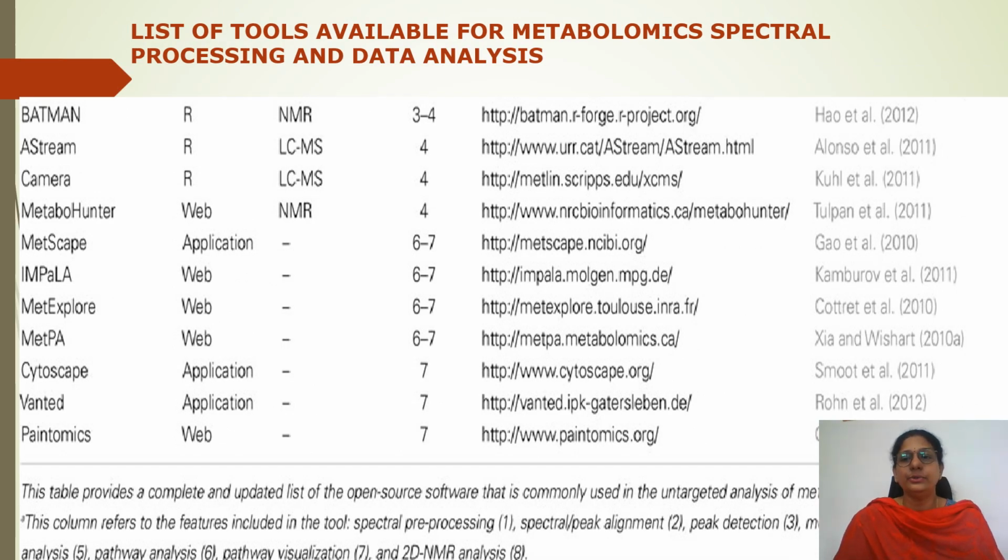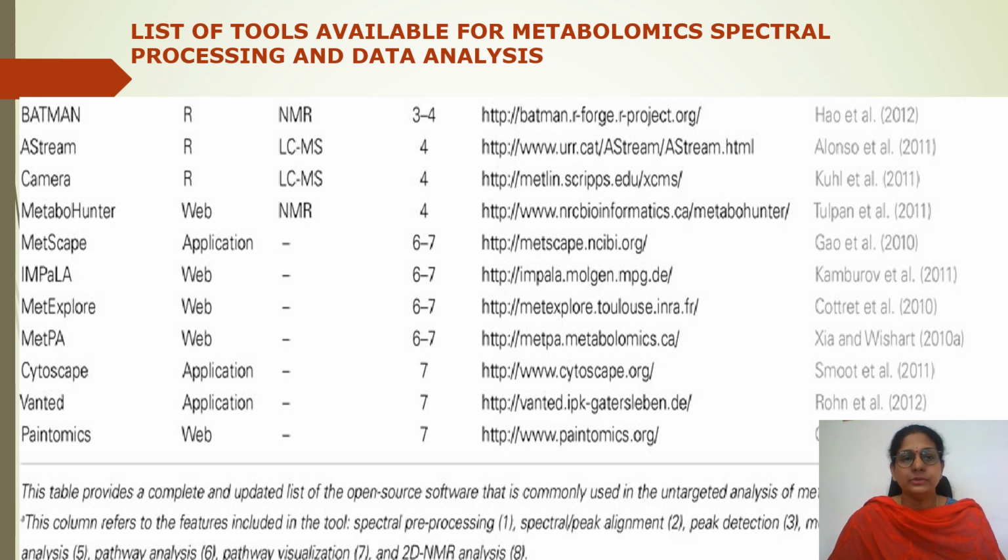This is the continuation of the table. Batman is another tool. R is the type, NMR is the target, and it performs NMR features 3 to 4. Website Hardy et al. 2012. This table provides a complete and updated list of open source software. These are all open source software commonly used in the untargeted analysis of metabolomics.